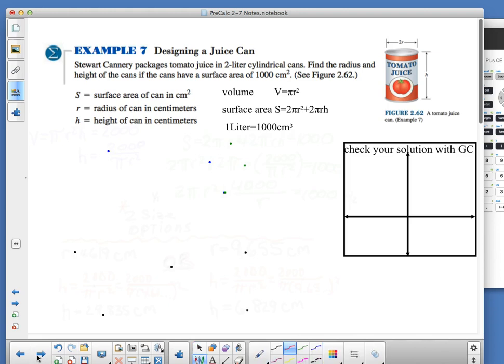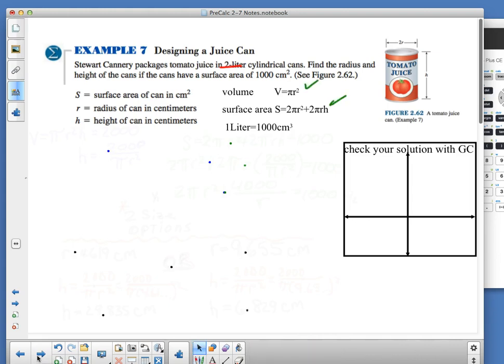Keep in mind, that's kind of a significant piece. And by the way, 2 liters is the same as 2,000 centimeters cubed. Just a little FYI, because I'm going to use 2,000 and people are going to freak out a little bit, but they told me that. Now, find the radius and height of the cans if the cans have a surface area of 1,000 centimeters squared. So now I've got to be thinking about volume here and surface area.